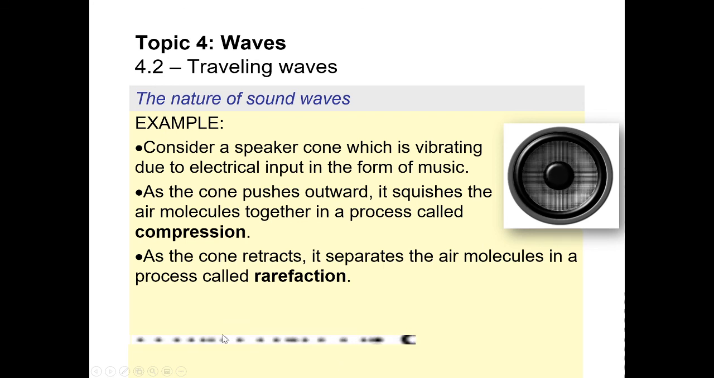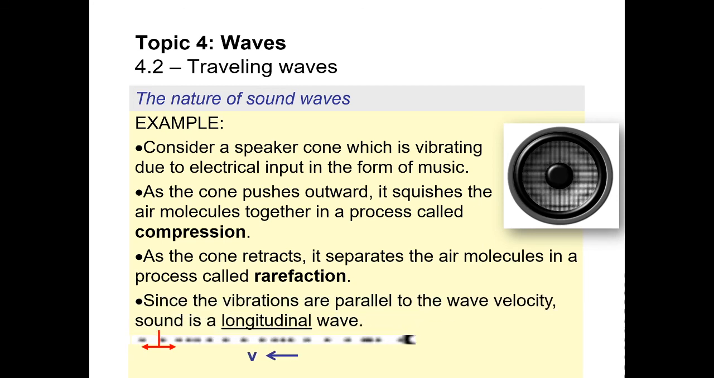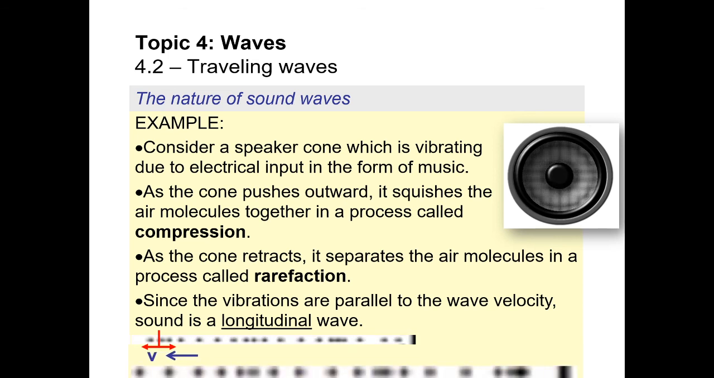So pick any particle. Let's look at this one right here. It's simply oscillating back and forth about some equilibrium point, but it makes it look like it's moving. So the wave transfers the sound energy from right to left, but the particles simply oscillate parallel to the direction of the wave. Wherever the particles bunch up, we call those regions of compression. And wherever the particles separate, we call those regions of rarefaction. Now we can clearly see that sound is a longitudinal wave.